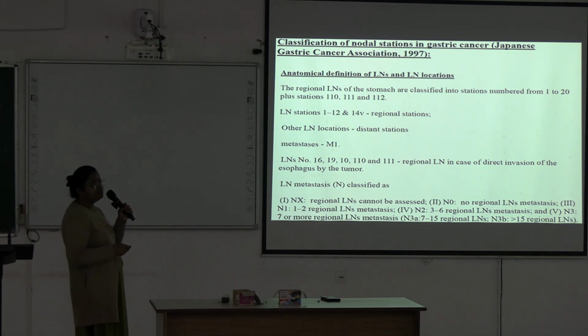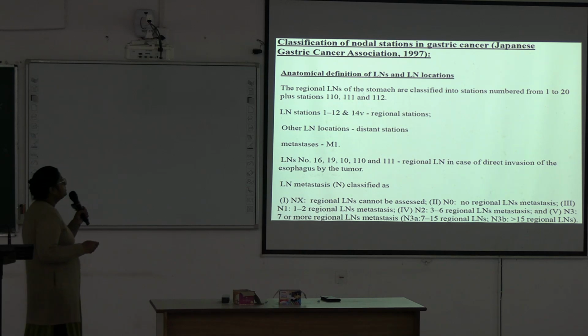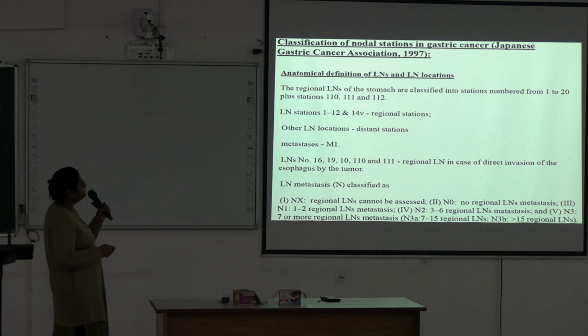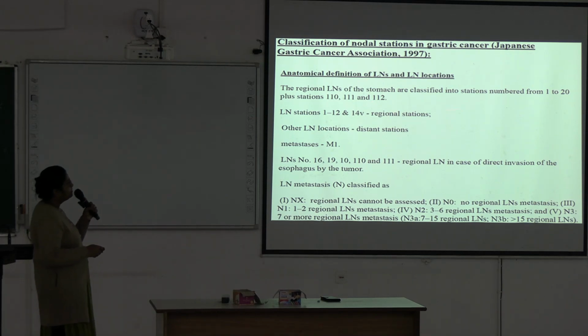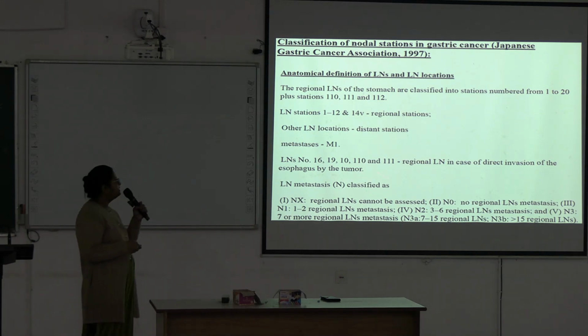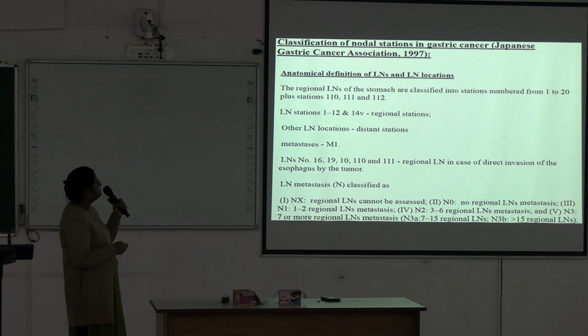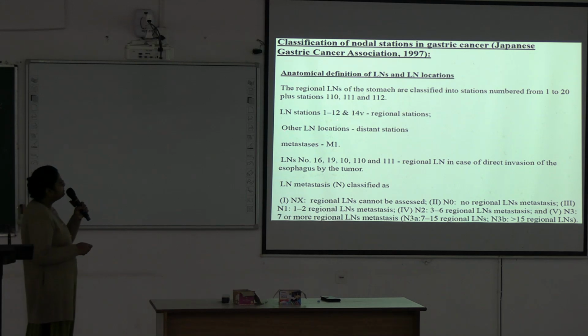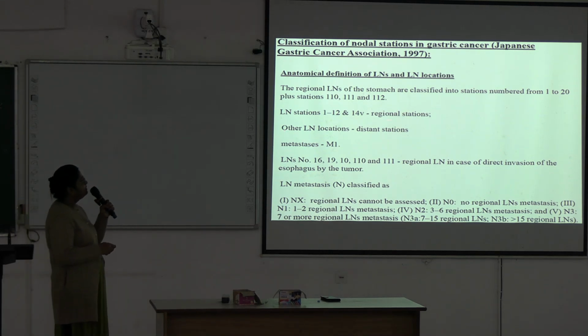The Japanese Gastric Cancer Association did this nomenclature. So, the anatomical definition of lymph nodes and their locations. Regional lymph nodes of the stomach are classified into station numbers from 1 to 20. These stations are also important in your surgery. In surgery, it is mainly important, plus stations numbered 110, 111 and 112. So lymph node stations 1 to 12 and 14V are regional stations, and other lymph node locations are distant stations. Metastasis is represented as M1.